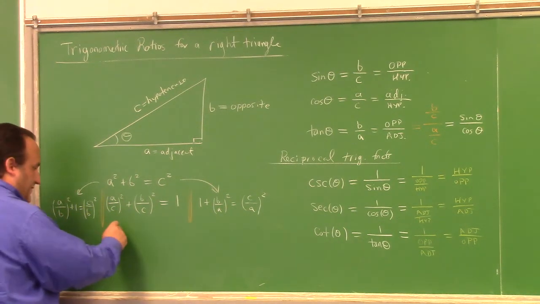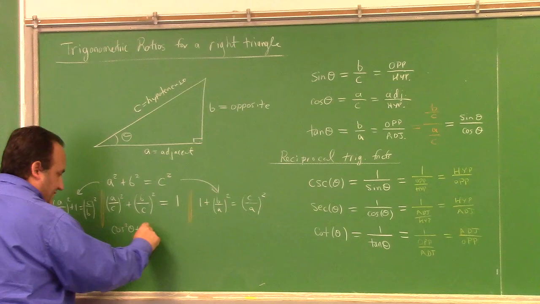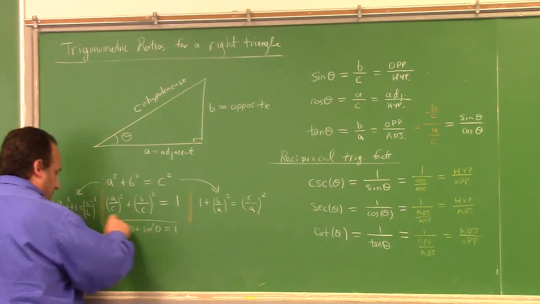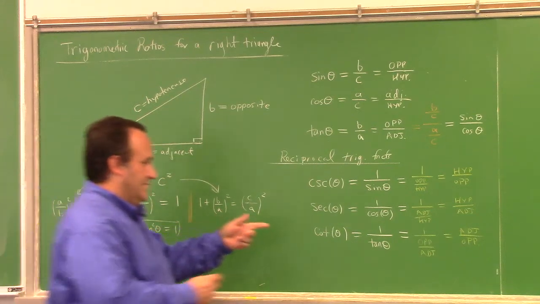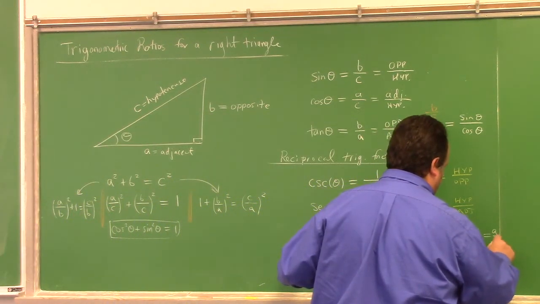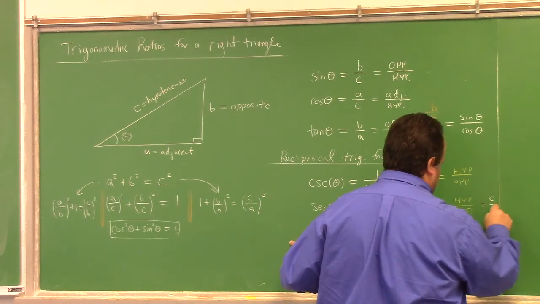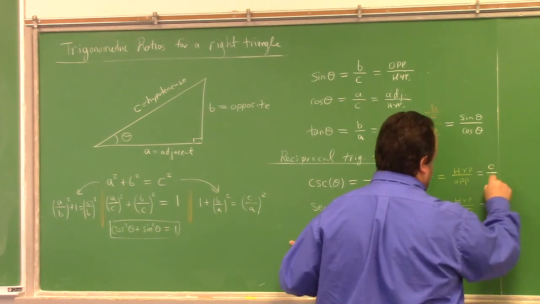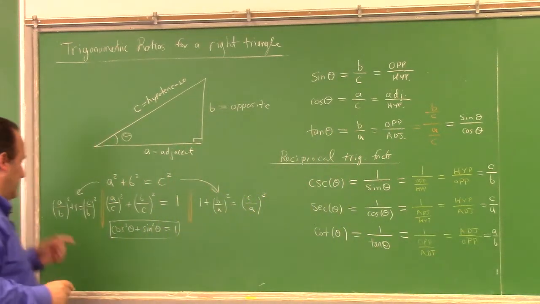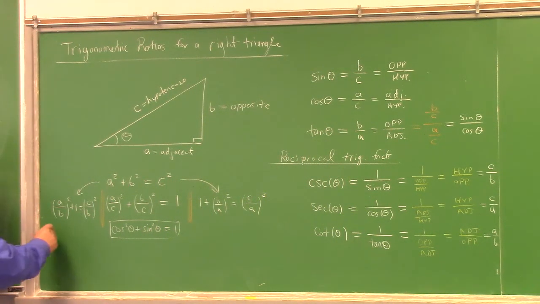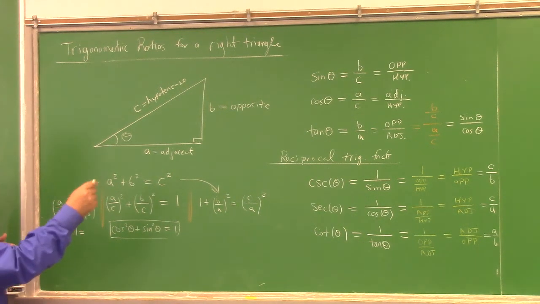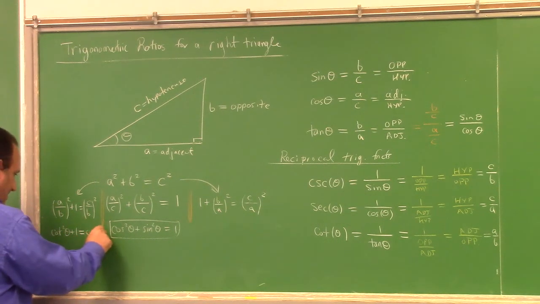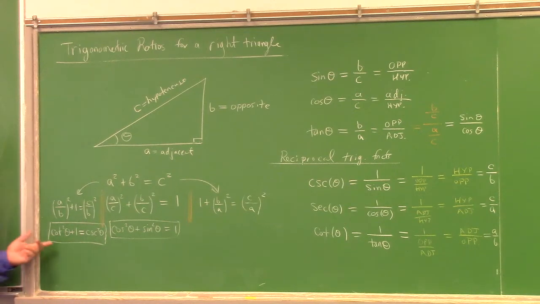The middle one is, of course, the famous cosine squared theta plus sine squared theta equals 1, right? Good to know. What's this one? A over b is what? I should have written it. This is a over b, this is c over a, this is c over b, for what it's worth. So this one, a over b is cotangent. So this is cotangent squared theta plus 1 equals what? C over b is cosecant squared. So that's the identity that links cotangent and cosecant.